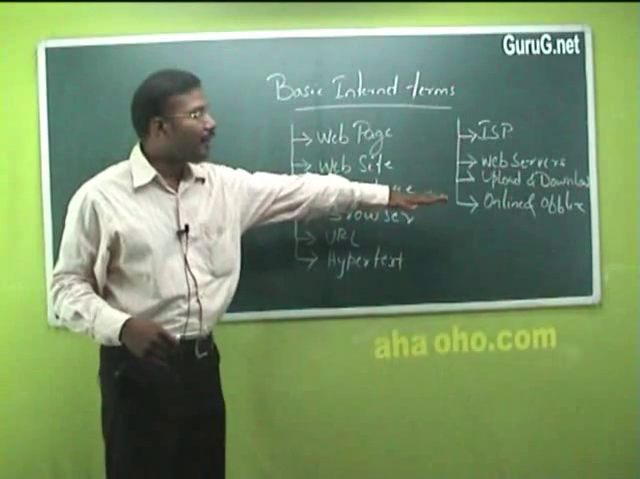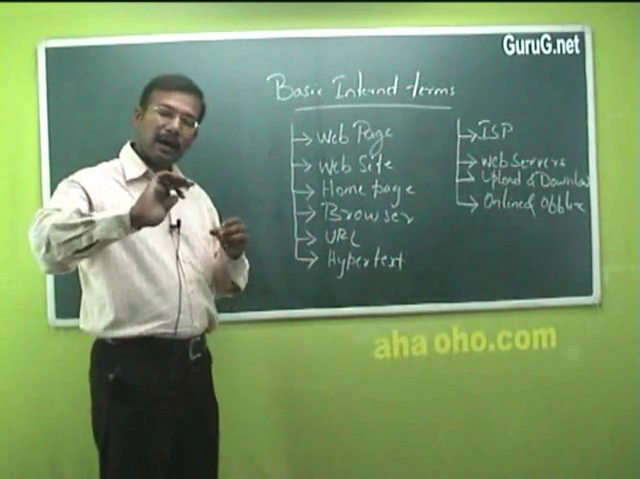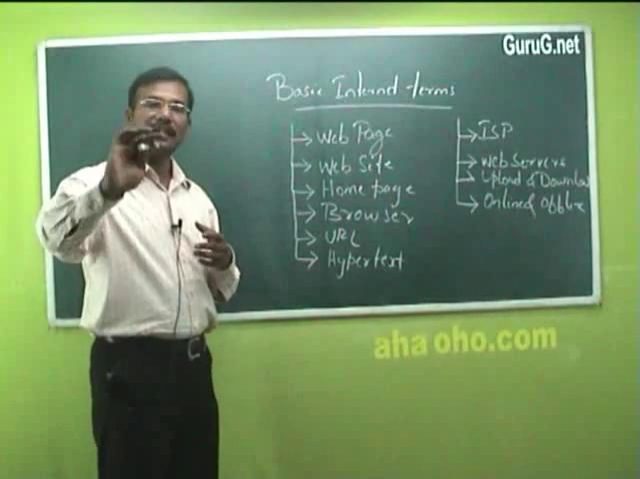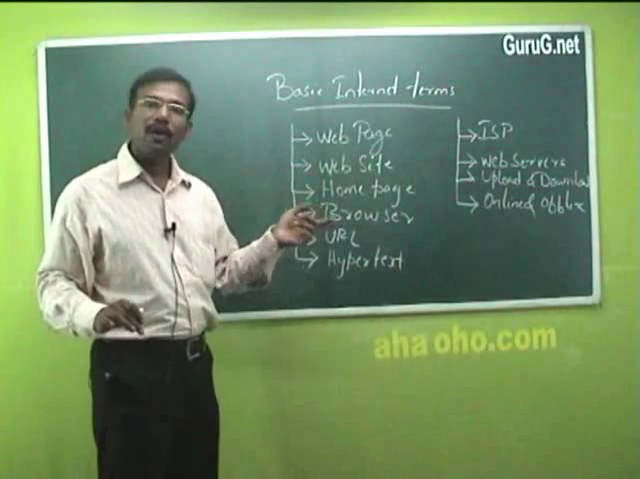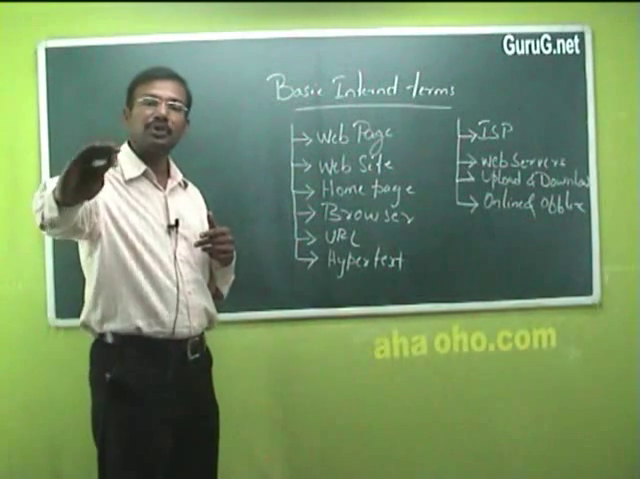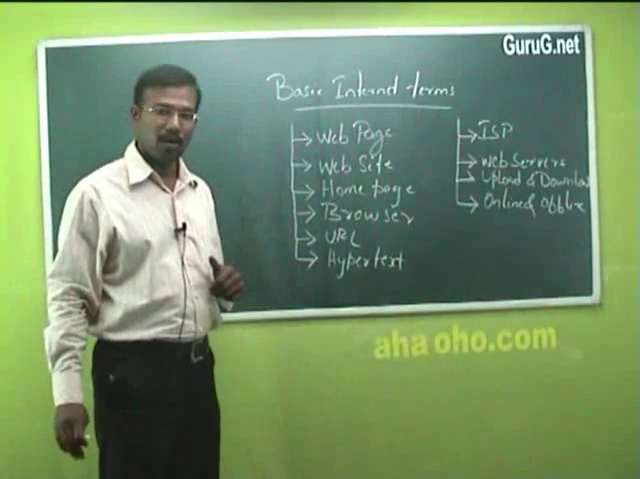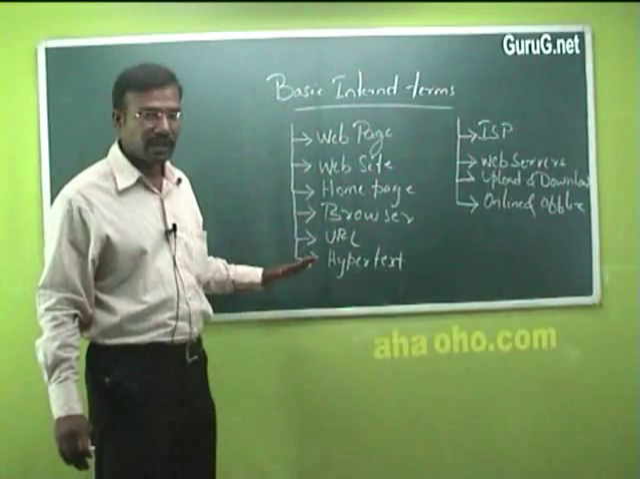Next, online and offline. When you are connected live to the internet, then you are in the state of online. If you are not connected live to the internet, then it is called offline. So these are the basic internet terms which we will be frequently using.